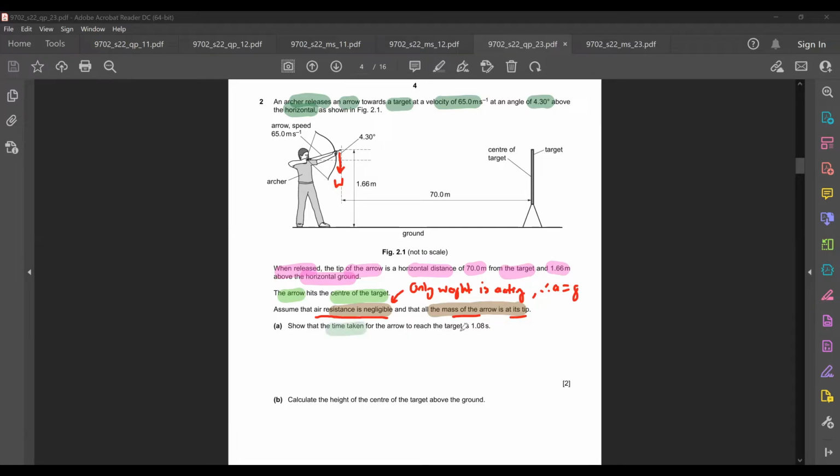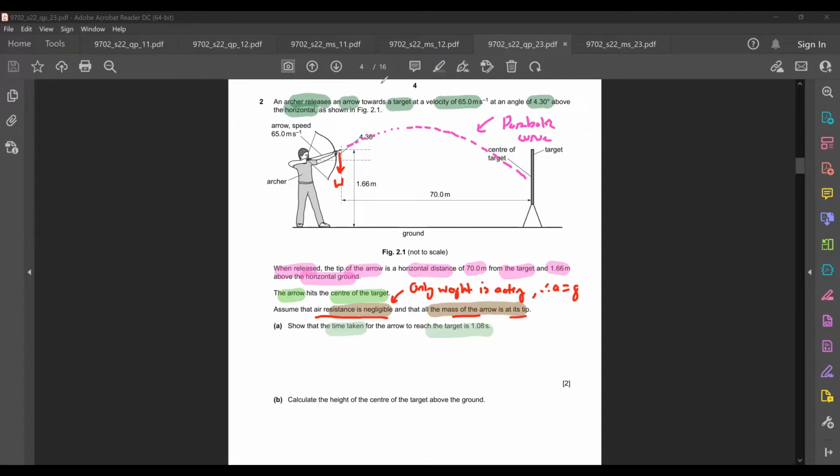Show that the time taken for the arrow to reach the target is 1.08 seconds. Right, so they give you quite a few information here. They want the time taken. So this is projectile motion that gives you a parabolic curve. When you launch your arrow, it has a tendency to go like this. Okay, it follows a parabolic curve. Now, when you are dealing with motion that is a parabolic curve, you normally need to analyze your motion in terms of horizontal and vertical motion.